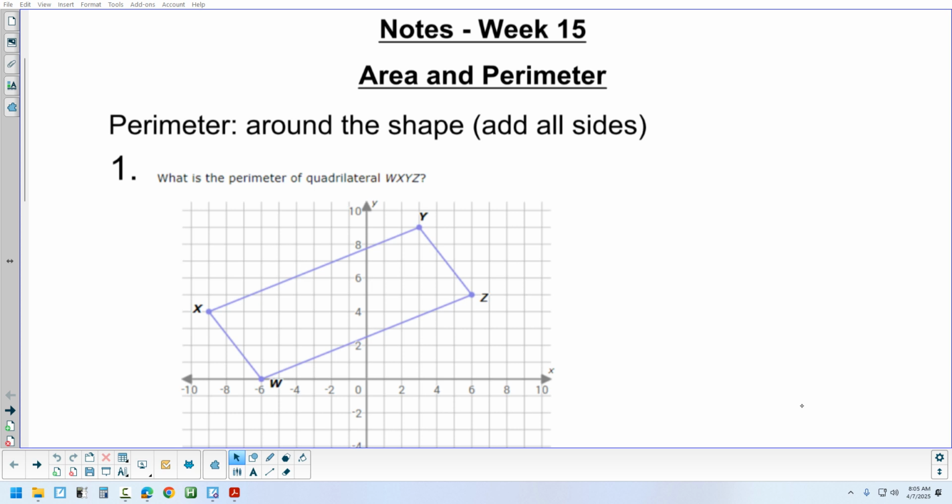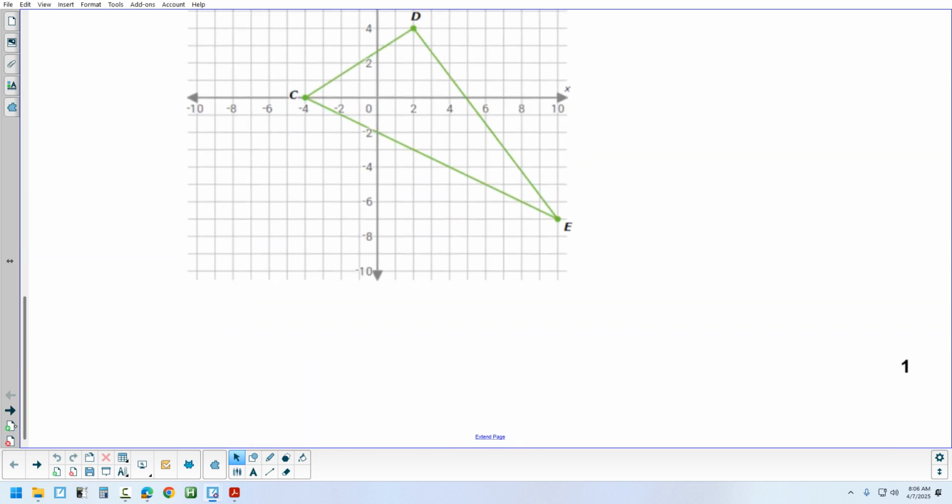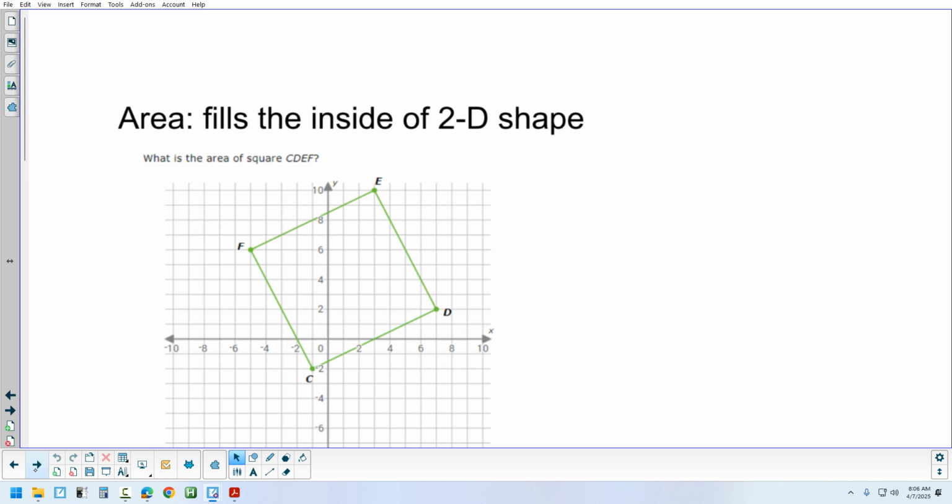So this is week 15. We're going to take a look at area and perimeter. The main difference between area and perimeter is that perimeter is when you're adding up the length of all the sides in a shape. It's kind of like if you were going to build a fence around your yard. How many feet of fence would you need to go all the way around your yard? You're not filling your yard with fence. You're just putting a fence around the edge. That's perimeter.